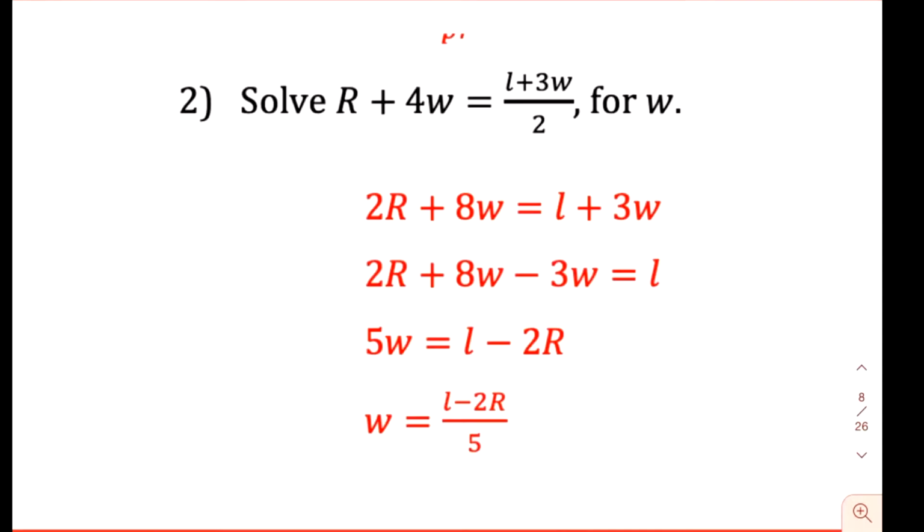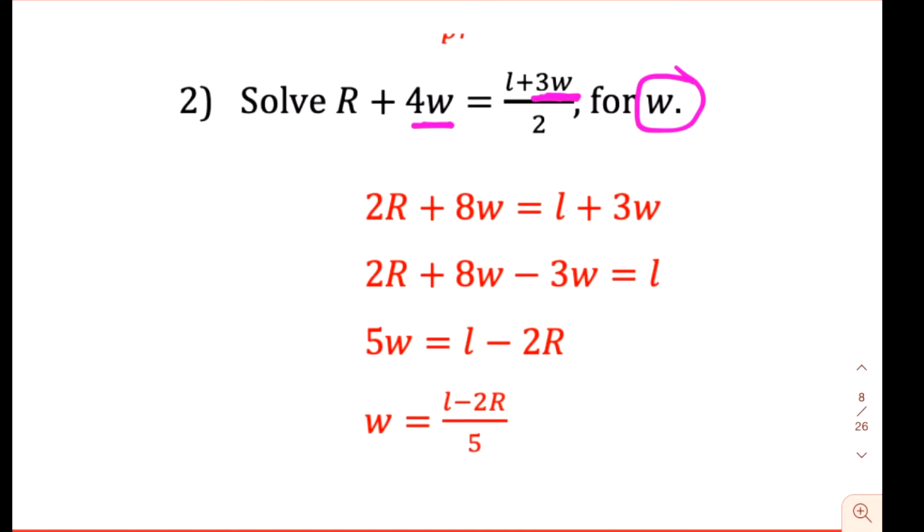A variable. Okay, if you are good at solving for X, you are good at solving for any variable. In this case, we solve for W. I told you last time, highlight or underline your variable. So you need to get your variable W underlined.